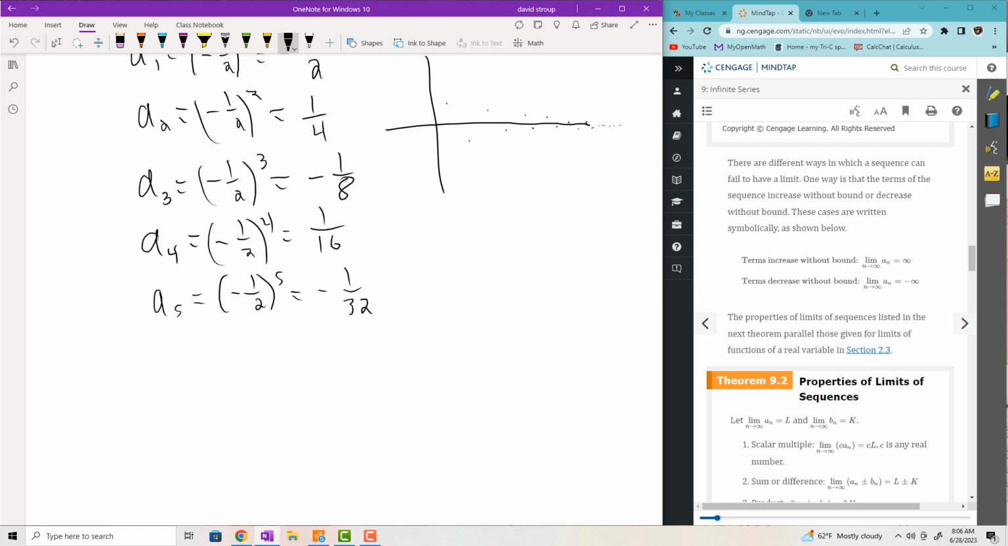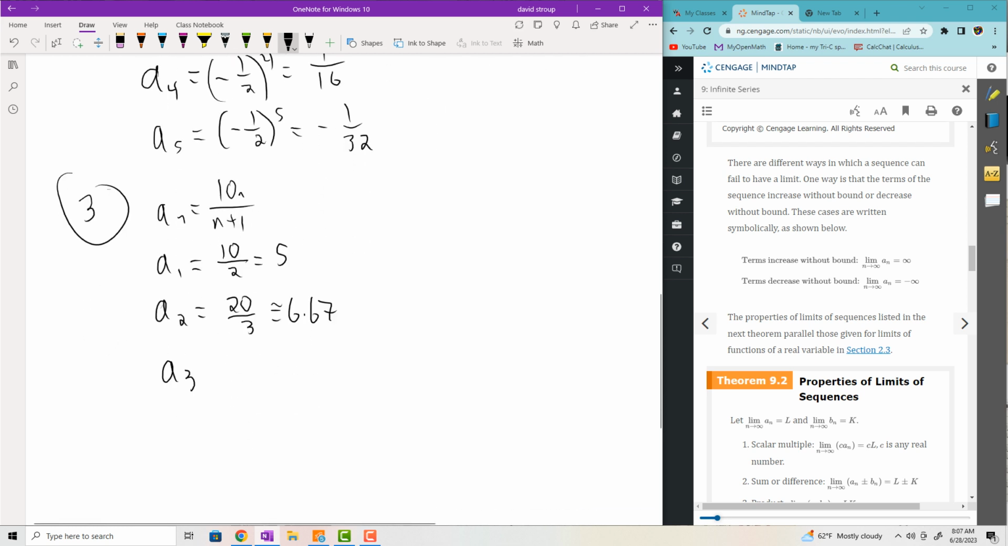And okay, let's get number 3, I guess. And this one, a sub n equals 10n all over n plus 1. So again, you could just plug in the number 1 for a sub 1. So it works like a function again. So it'll be 10 all over 2, which is 5. A sub 2, plug in 2, get 20 all over 3, which is about 6.67.